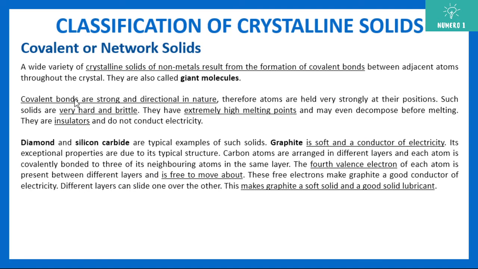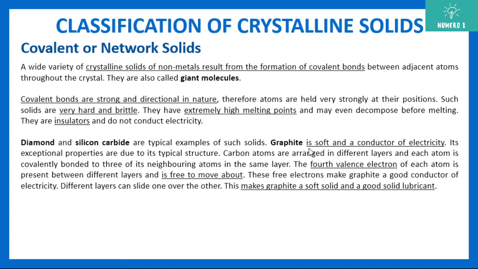Covalent bonds are strong and directional in nature, therefore the atoms are held very strongly at their positions. Such solids are very hard and brittle. In fact, diamond is extremely hard, so it is used for a lot of purposes, and it is one of the hardest substances known to us. They have extremely high melting points and may even decompose before melting. They are insulators and do not conduct electricity. Typically they are insulators, but graphite is a special case which conducts electricity.